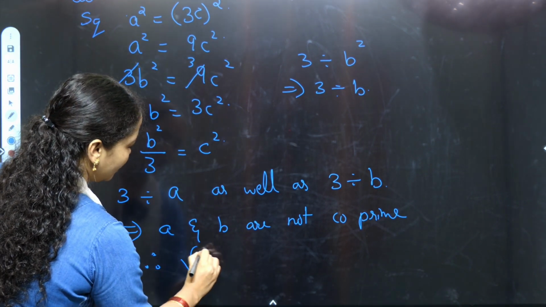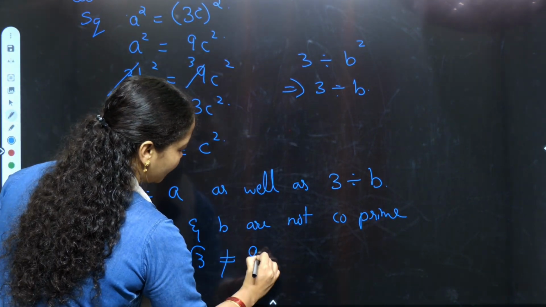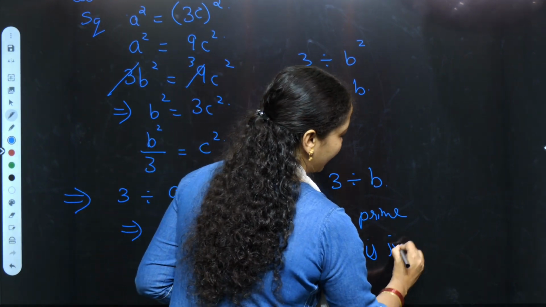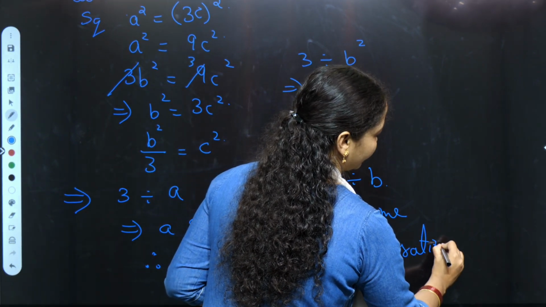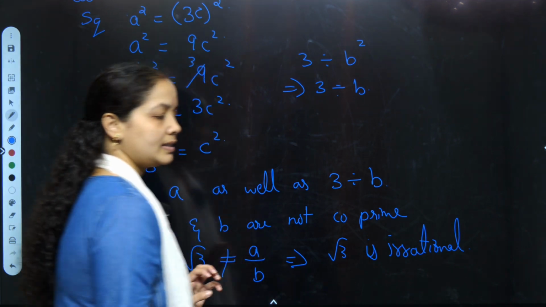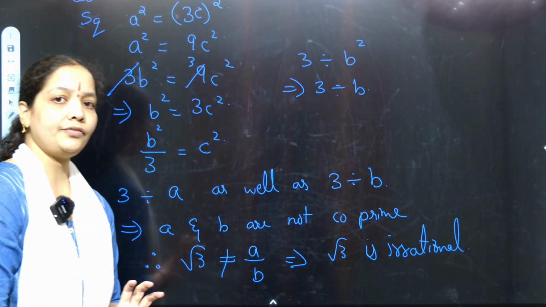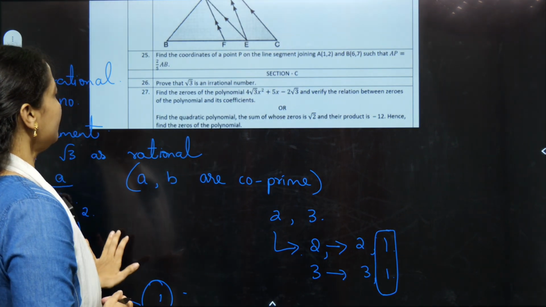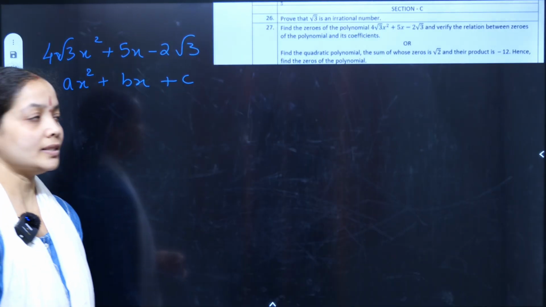Therefore, root 3 cannot be equal to a by b. Implies root 3 is irrational. This is a simple proof that you have to learn, which will gain you 3 marks in your board paper. The next question is the second question.